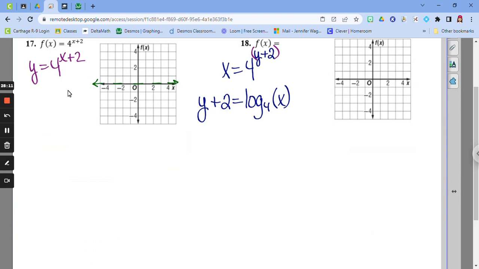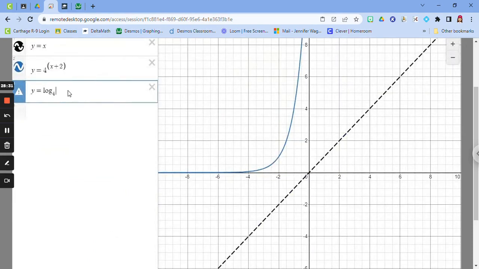Finish solving for y by subtracting 2. So the 2 is subtracted after the x. It's not subtracted with it. And that should give you the graph. And there's your inverse. Domain and range of this one are the same as 13 and 14 because you're approaching 0 on both of them.